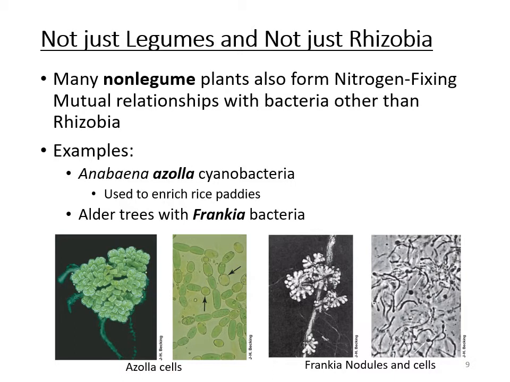Now, regarding plant and microbe relationships, it's not just legumes and it's not just those rhizobia. There are a lot of non-legume plants that can also end up having nitrogen-fixing relationships with bacteria that are not necessarily rhizobia. But just remember the concept that plants need nitrogen for making their proteins, making their DNA. So they like to find a bacteria that can help them do this. So another example is the Azolla cyanobacteria, which you'll find in rice paddies, enriching them, and the Frankia bacteria that help with alder trees.